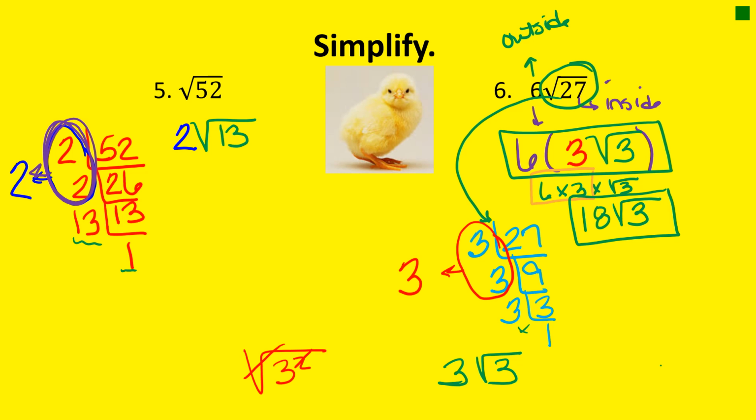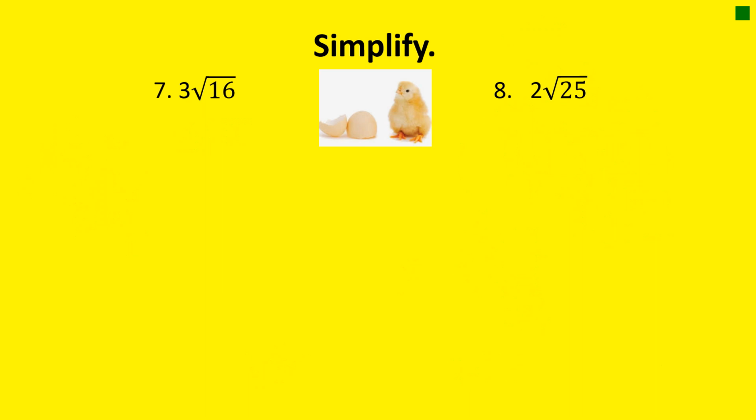I want you to have it set up with who's already outside and what's going to happen when I simplify inside. Okay, oh, look at, see, he's perfect. He cracked out of the egg. A little chick came out of the egg.